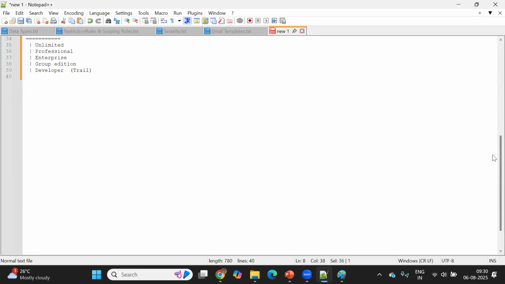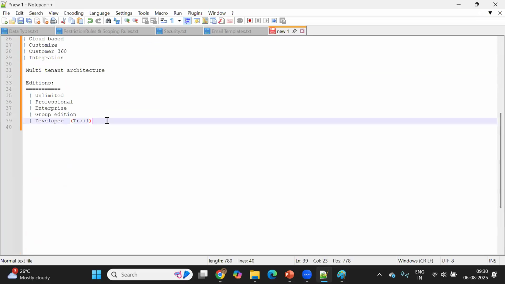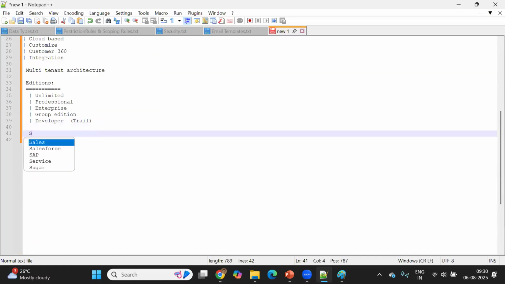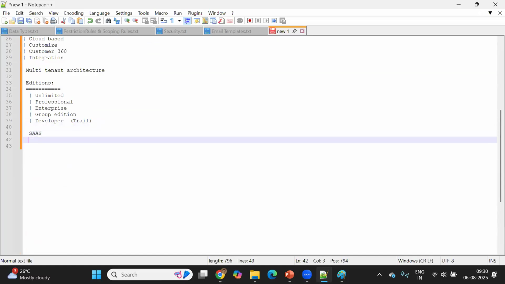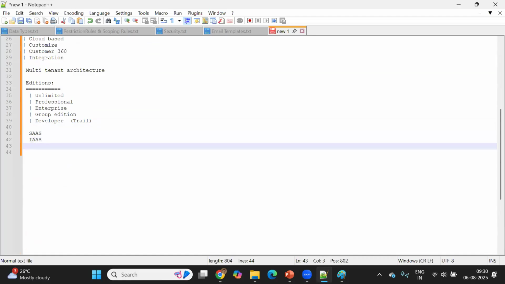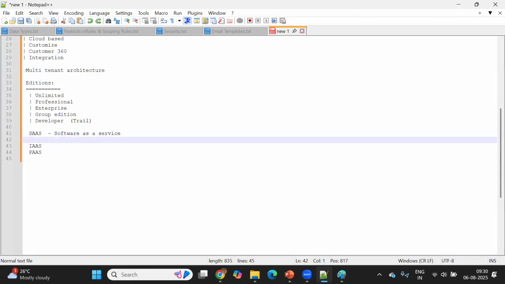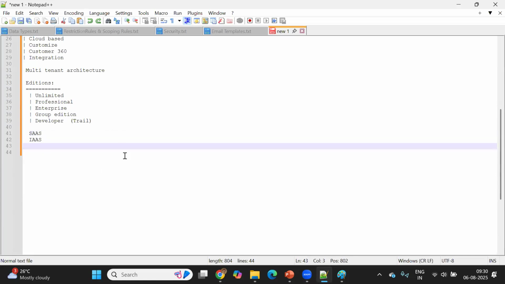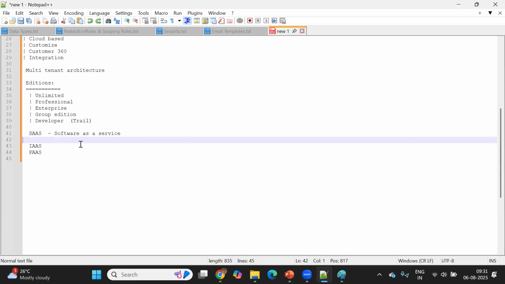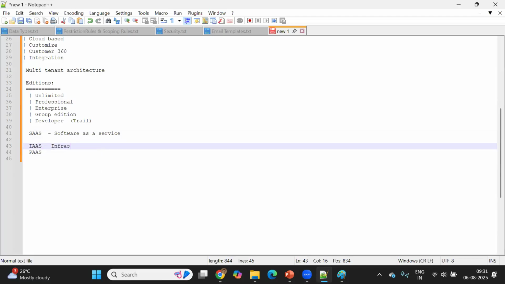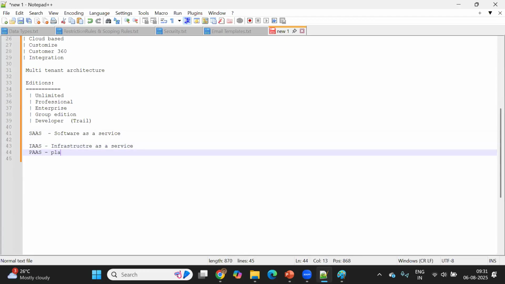Now, let's say, what are the main services provided by Salesforce CRM? Here the three services are SaaS, IaaS, and PaaS. So these are the three different services provided by Salesforce CRM. One is software as a service, and infrastructure as a service, and platform as a service. So what are these services?